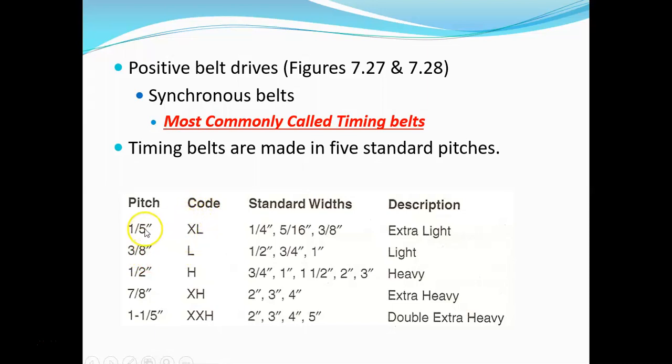So XL is representing this pitch, 1/5. L is representing 3/8. H is representing 1/2 inch. XH, extra heavy, would be 7/8, and then XXH would be 1 1/4. So you've got the extra light, light, heavy, extra heavy, and double extra heavy. So we have standard widths and manufacturer widths of these. You've got as small as a 1/4 inch on your 1/5 up to a 5-inch wide belt on your double extra heavy belt.